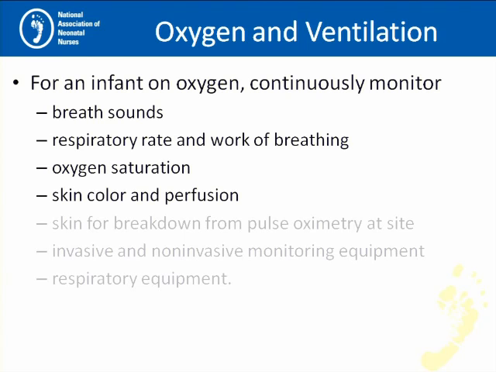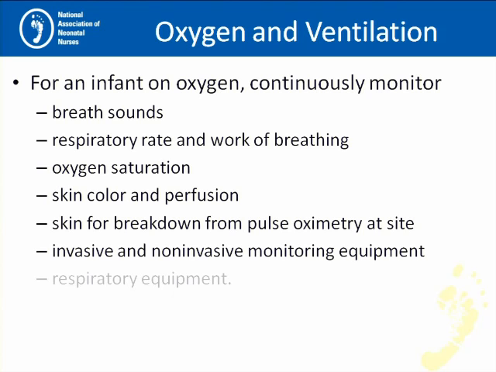Pulse oximetry reading is the saturation of hemoglobin bound to oxygen. Adequate hemoglobin and a good perfusion are needed for an accurate reading. Monitor skin color and perfusion. For change in color, gray, mottling, or cyanotic, perfusion may indicate a need for more oxygen. Monitor skin for breakdown from pulse oximetry at the site.